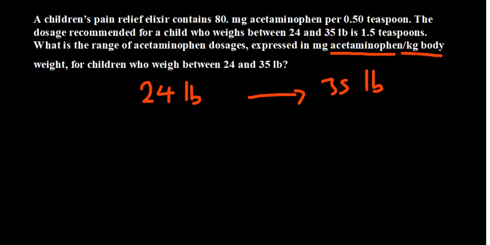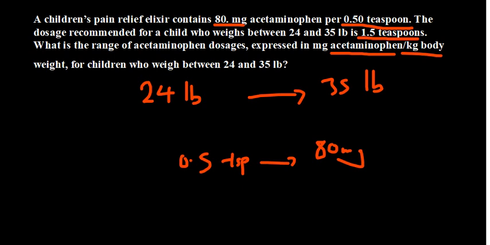Okay, so what are they saying? According to the question, they say there is 80 milligrams per 0.5 teaspoon. That's what we've been taught. Okay, so per 0.5 teaspoon, they're saying there's 80 milligrams of acetaminophen. How about per 1.5 teaspoons, which is the recommended dosage for between 24 and 35 pounds? So say 1.5.